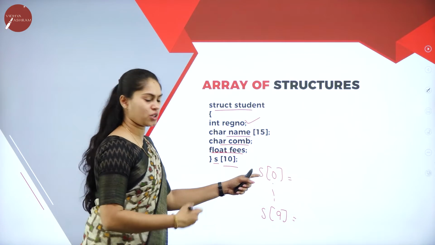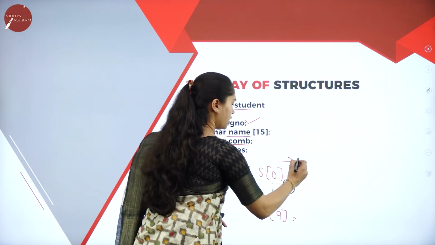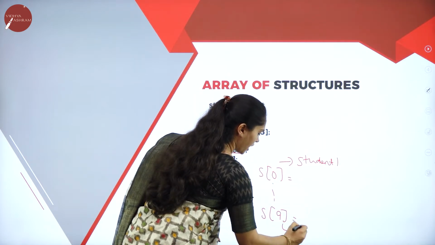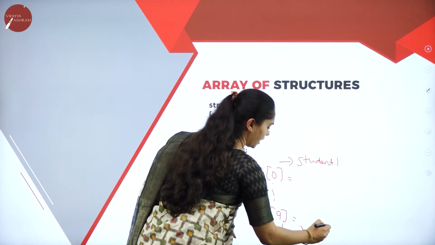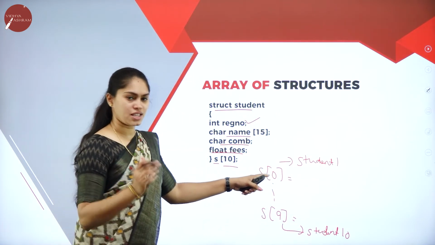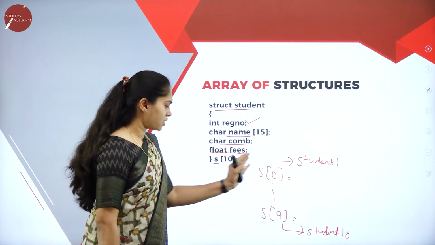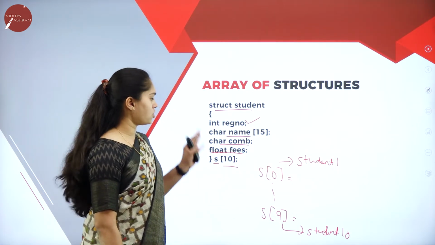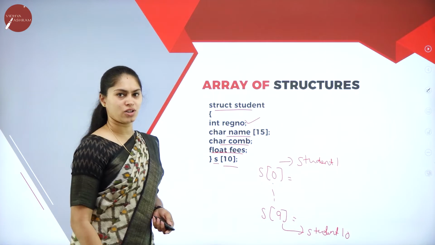S of 0 will hold the content of student 1, and S of 9 will hold the content or structure of student 10, because an array's index starts with 0. So if you have 10, the maximum index will be 9, because the index starts from 0. So this is how this array of structures will work out.